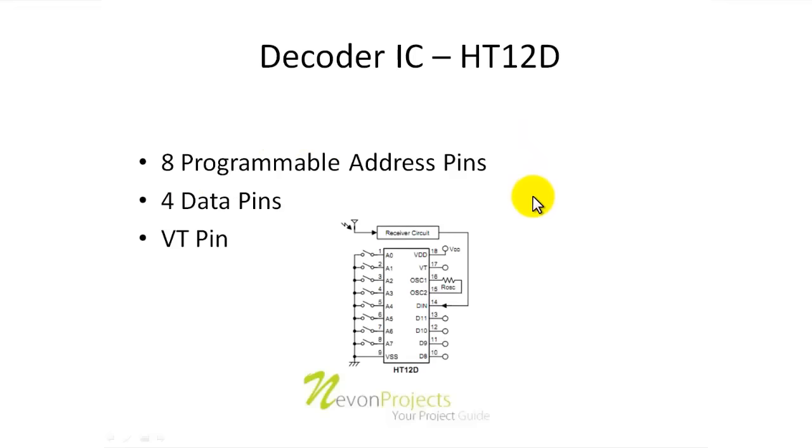Now let us see the decoder IC, that is HT12D. Here we have 8 programmable address pins. Whatever address was set on the encoder, the same is to be set on the decoder side, so that they are properly matched. And again we have 4 data pins, according to the 4 bits of data that we sent from the transmitter and received at the receiver.